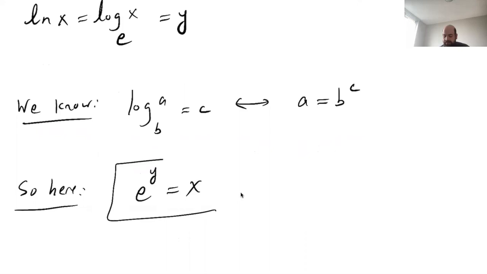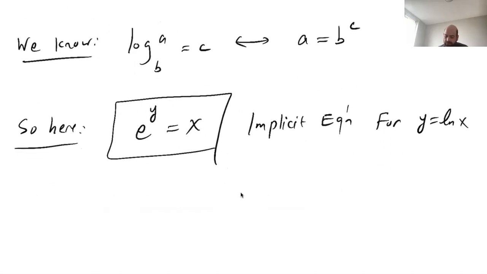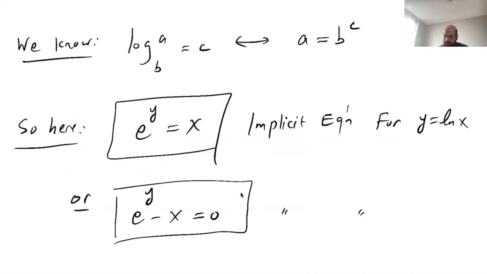So this is an implicit equation for y equals ln x. See, y equals ln x was the explicit form. Now we wrote it in the form e to the power y equals x. So e to the power y equals x still provides a connection between x and y, but it's not of the form y equals a function of x. Another implicit form, if you take everything to one side, you could say e to the power y minus x equals 0. This is also an implicit equation for y equals ln x.